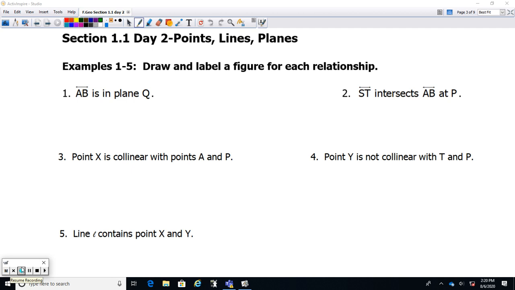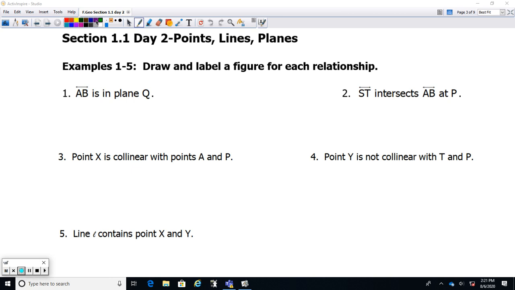Okay, section 1.1, day 2, points, lines, planes. So this is a continuation of the earlier section. I'm going to now do some examples of how to draw and label a figure for each of the relationships that are described. So number 1, it wants me to draw a line, AB, that is on plane Q.